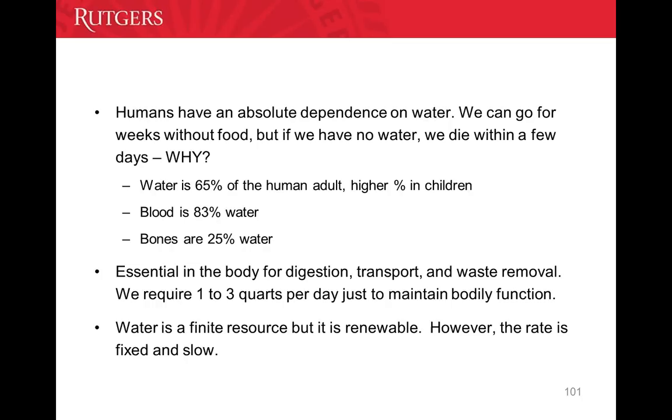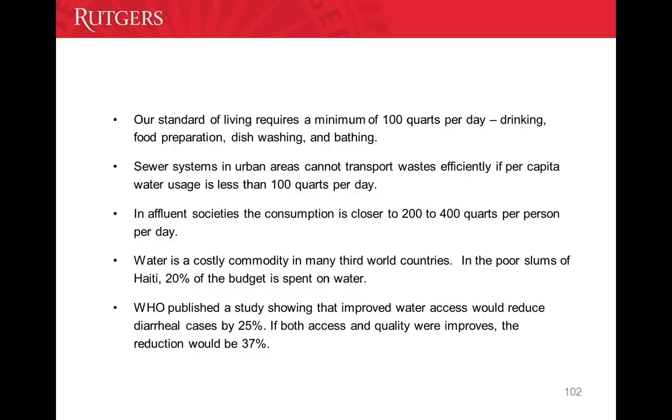You know, typically they'll tell you how many gallons per person you need to make a municipal sewage program work. Well, our personal program needs about 1 to 3 quarts per day just to maintain normal bodily function. Our standard of living requires a minimum of 100 quarts per day. And planners figure about 100 quarts per day when they calculate water use for septic systems and transport of waste.